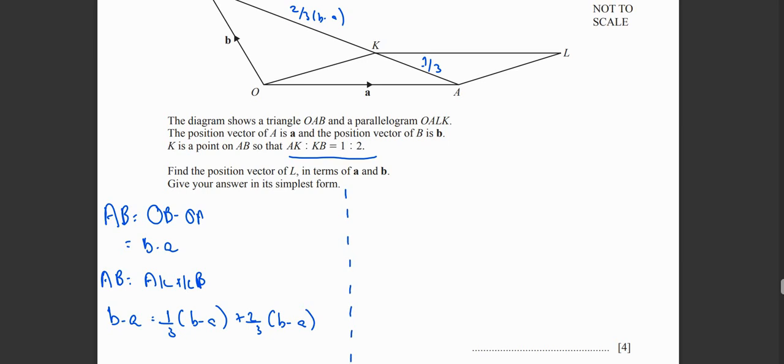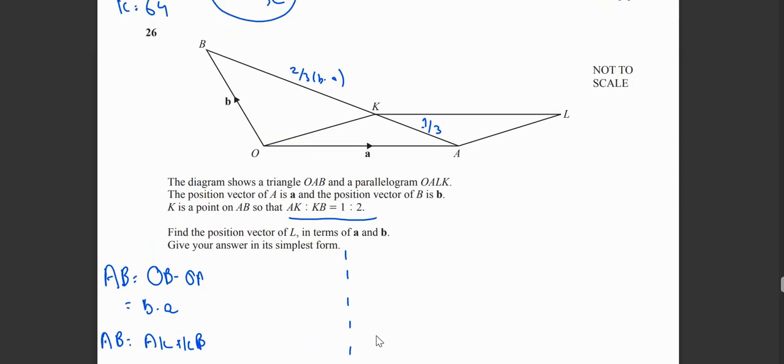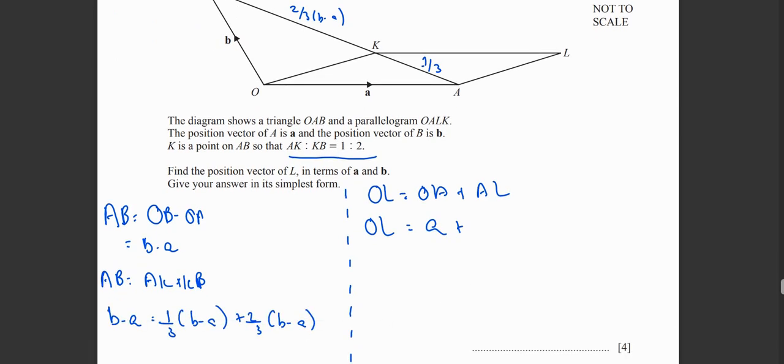Moreover, OL would actually be OA plus AL. So OL is actually A plus AL. How much is AL going to be? AL will be the same as OK. Look, AL is the same as OK. So it's going to be A plus OK.